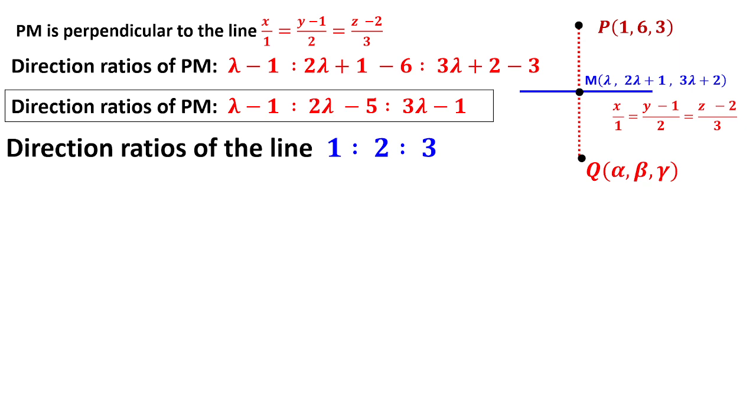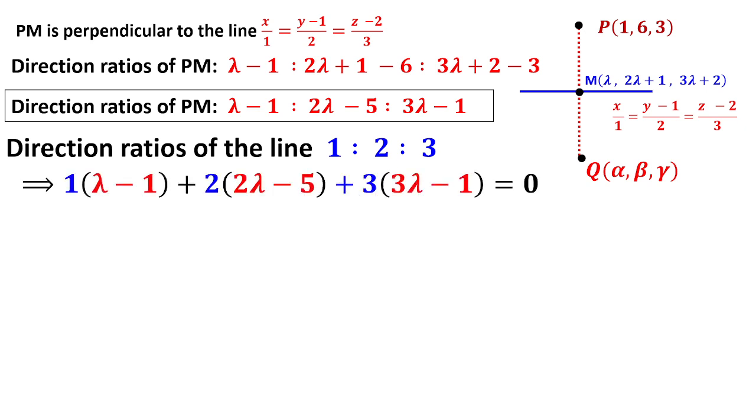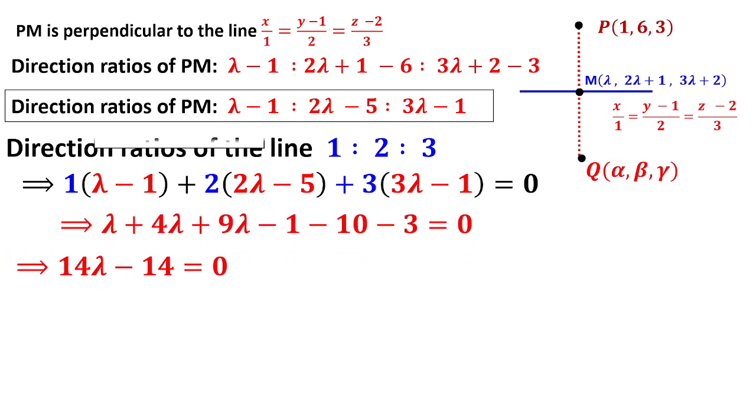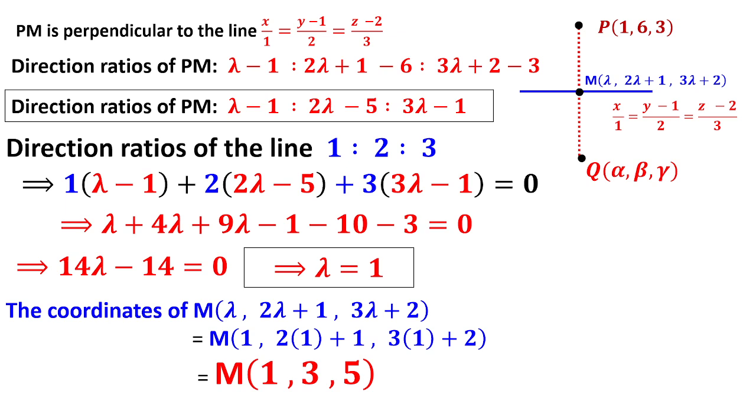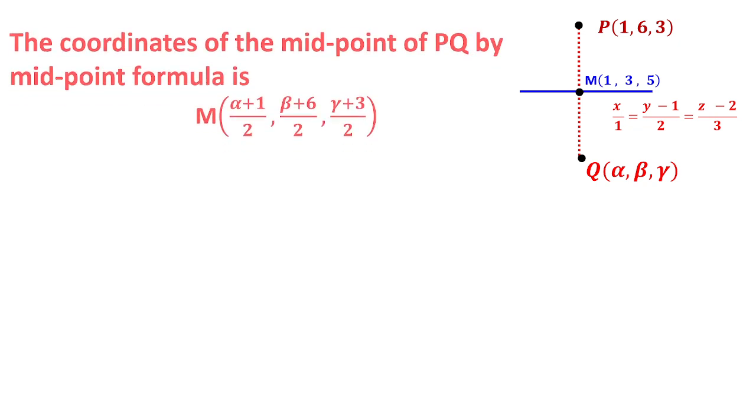Now, PM is perpendicular to the given line. The direction ratios of PM you can find: x2 minus x1, y2 minus y1, z2 minus z1. The direction ratio of the given line is 1, 2, 3. So use the condition for perpendicularity: a1a2 plus b1b2 plus c1c2 is equal to 0. I got the value of lambda. When I get the value of lambda, now I can tell the value of M. That is the coordinate of M, (1, 3, 5). Now I got the coordinates of M, (1, 3, 5).